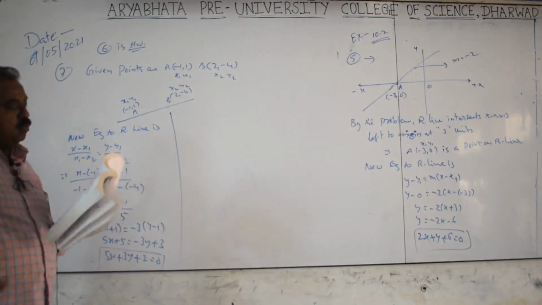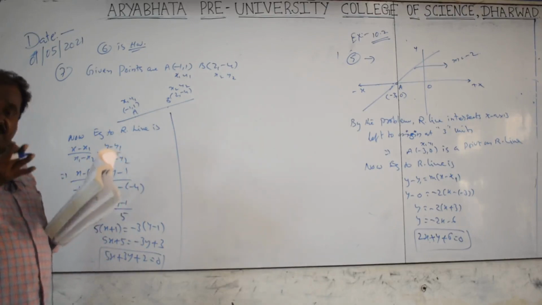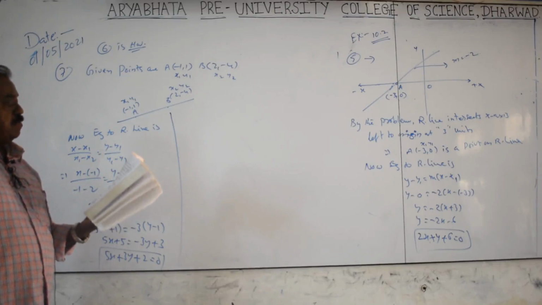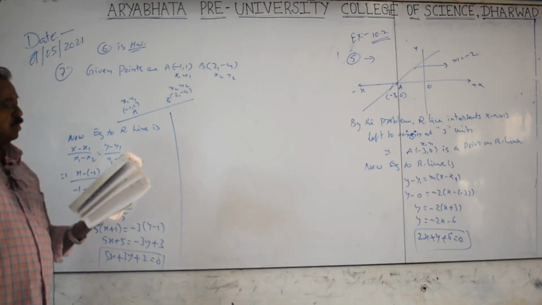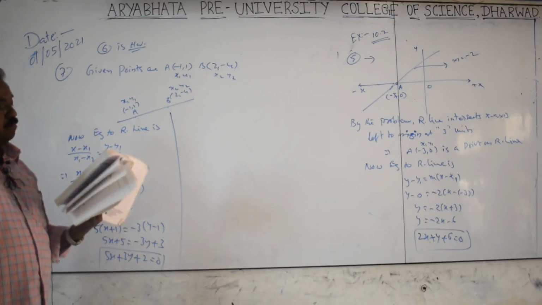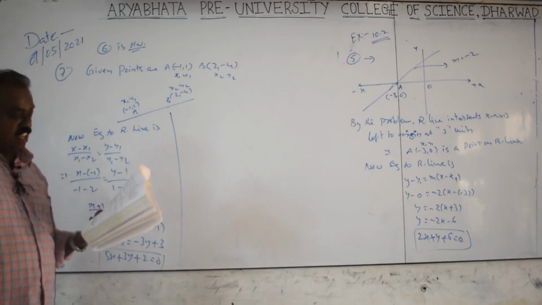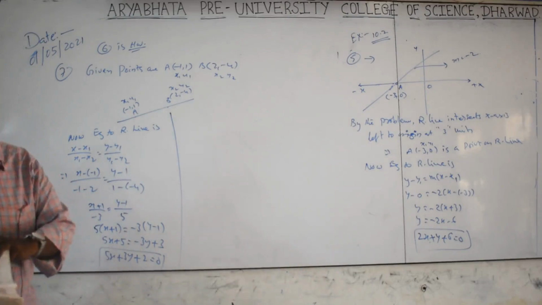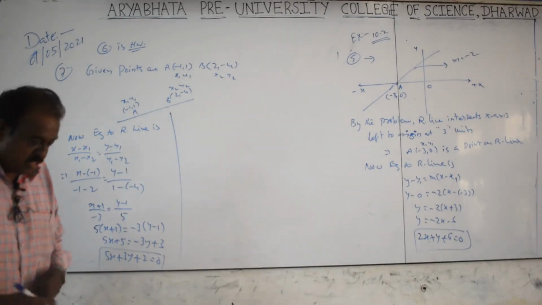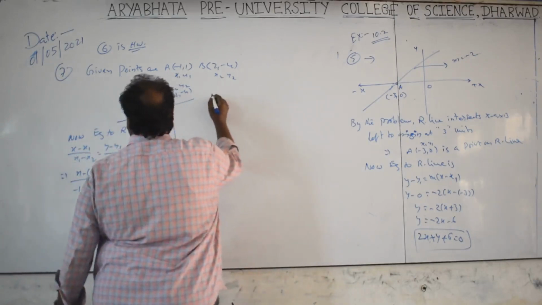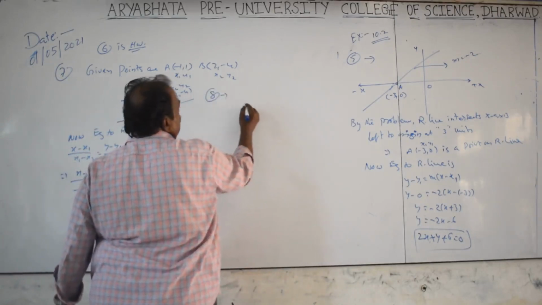Eighth one. You open the textbook and see it. The perpendicular distance from the origin is 5 units, and the angle made by the perpendicular with the positive x-axis is 30 degrees. A very good problem. 5 units, 30 degrees. It's a fantastic problem. Observe it. It is the eighth one.